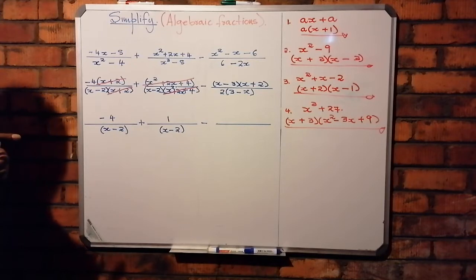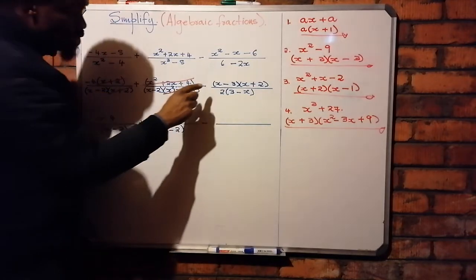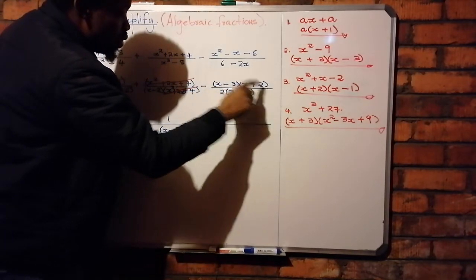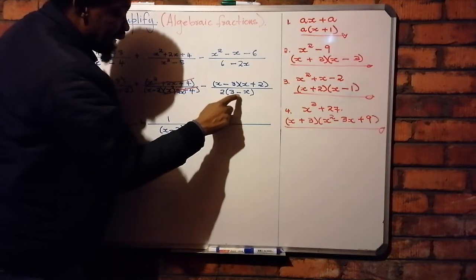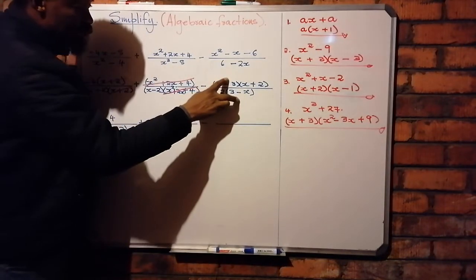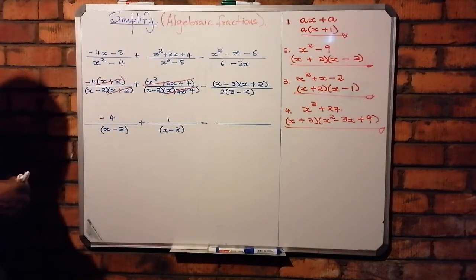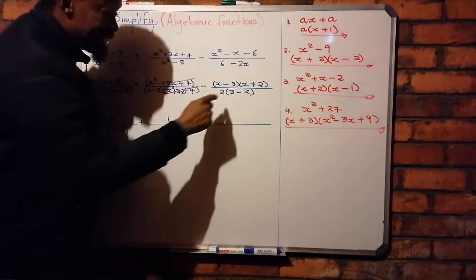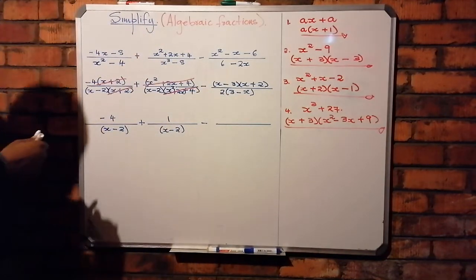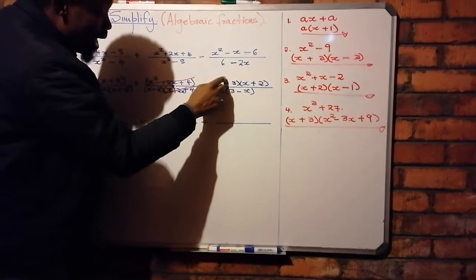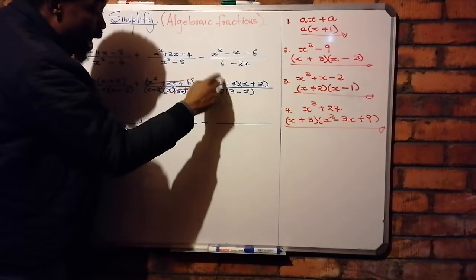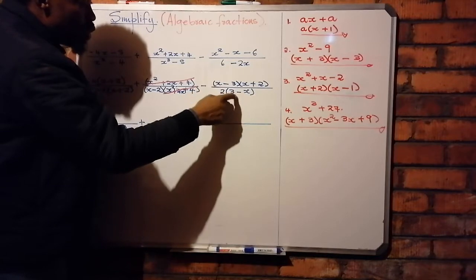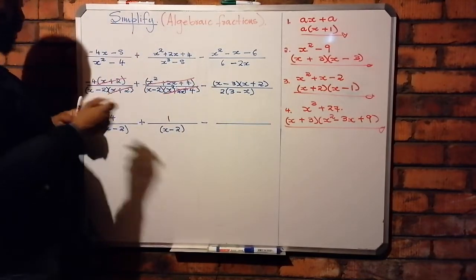Whoa, be careful here now. Be careful here. Can you see that I've got x minus 3 times x plus 2 divided by 2 times 3 minus x. These two brackets are not the same, folks. They are not. That is x minus 3, which is not the same as 3 minus x. Now, if I want to cancel that, I must fix one of them so that it becomes equal to the other one.